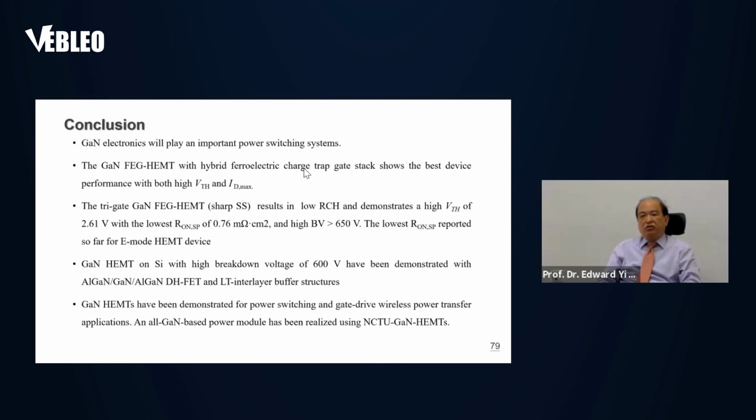So this gallium nitride HEMT device shows very high breakdown, much higher than 600 volt, with AlGaN and double heterojunction and low temperature interlayer buffer layers. Gallium nitride HEMTs have demonstrated power switching and gate driver power transfer applications. And an all gallium nitride based power module has been realized by using NCTU gallium nitride HEMT.